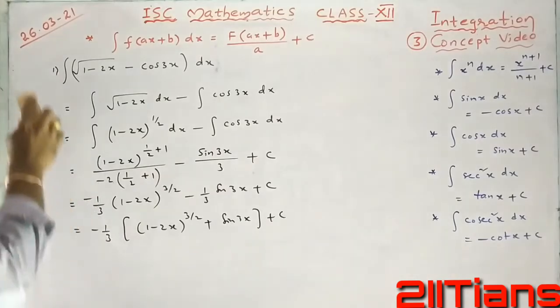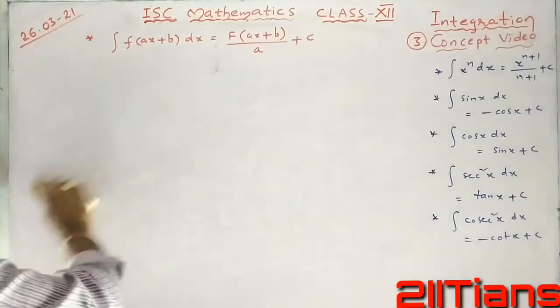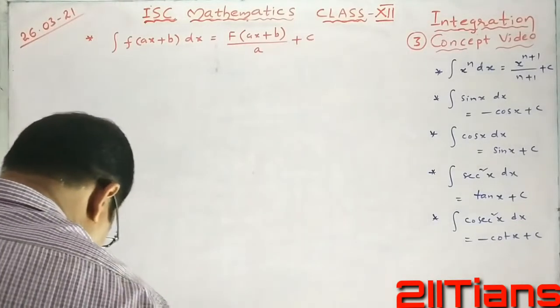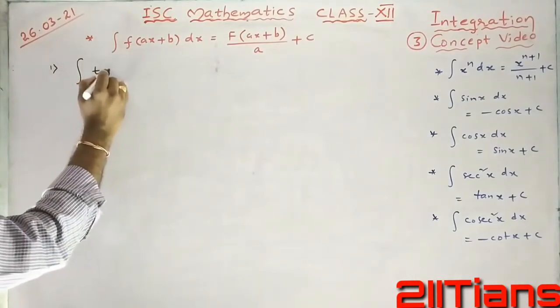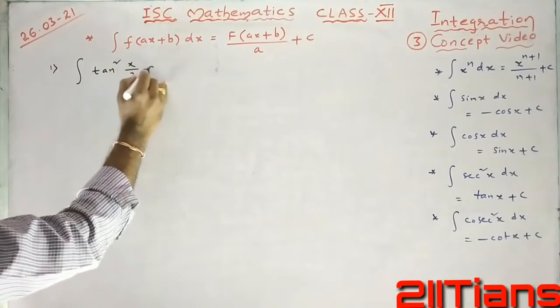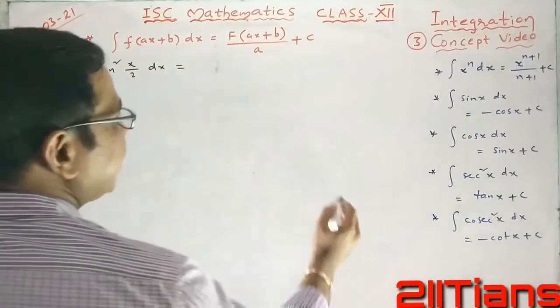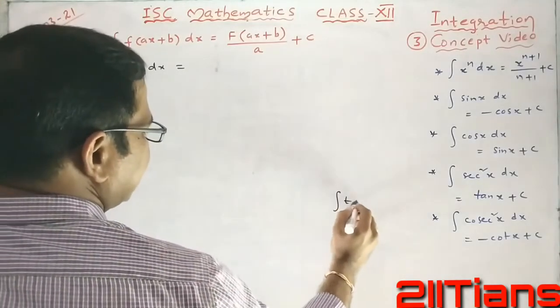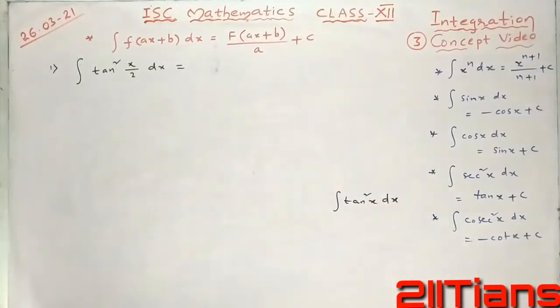Now let us see some more. Integral tan square x by 2. Direct integration is not there for tan square x. You remember, integral tan square x dx we don't have. Secant square x we have. Cosec square x we have. There is no direct integration for tan square x and cot square x.